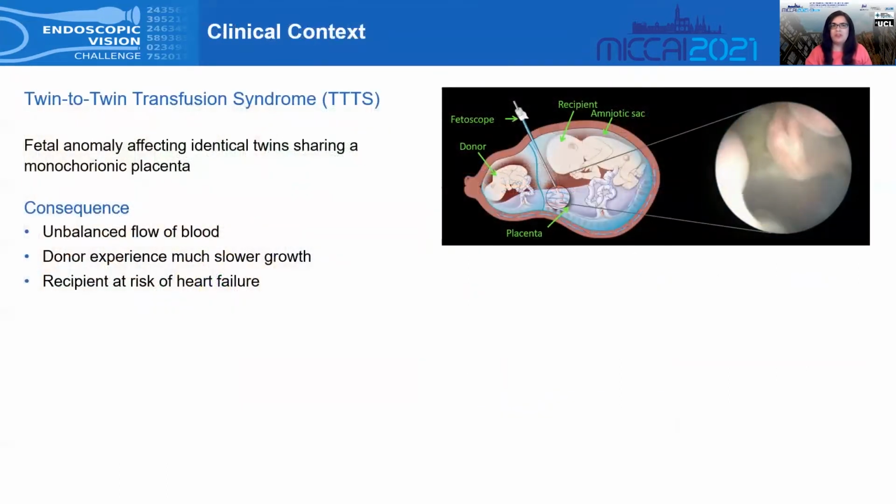So let's move on to the clinical context of this challenge. Fetoscopy laser photocoagulation is a procedure which is used for the treatment of twin-to-twin transfusion syndrome. TTTS is a fetal anomaly that affects identical twins sharing a monochorionic placenta, where the flow of blood between the two fetuses becomes uneven. As a result, the donor experiences slow growth while the recipient is at a risk of heart failure.